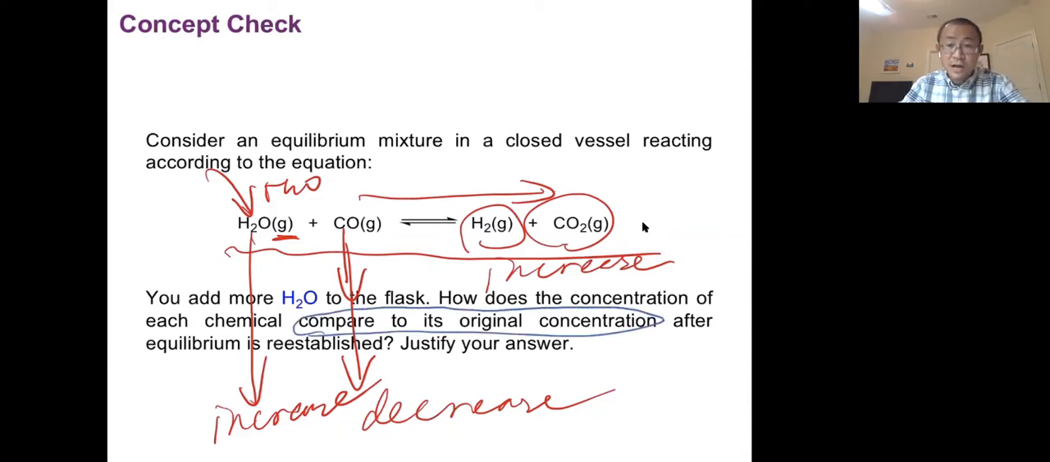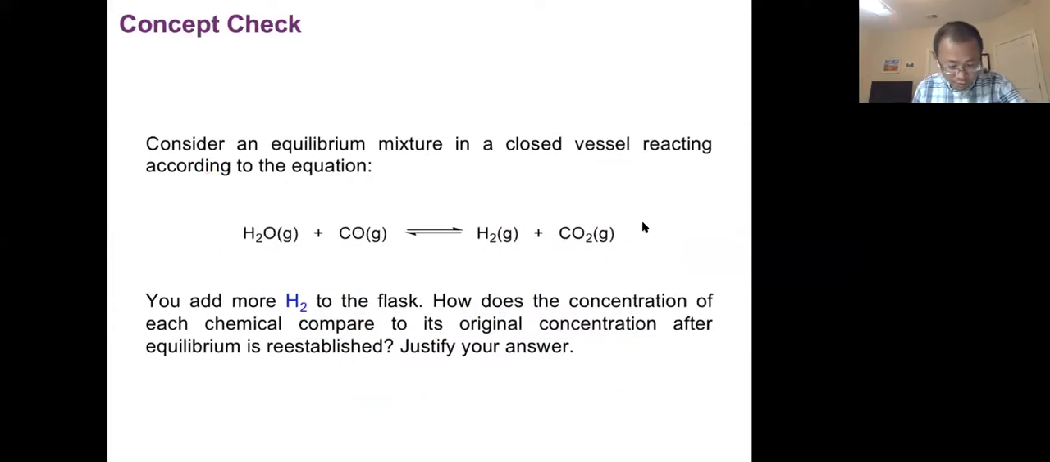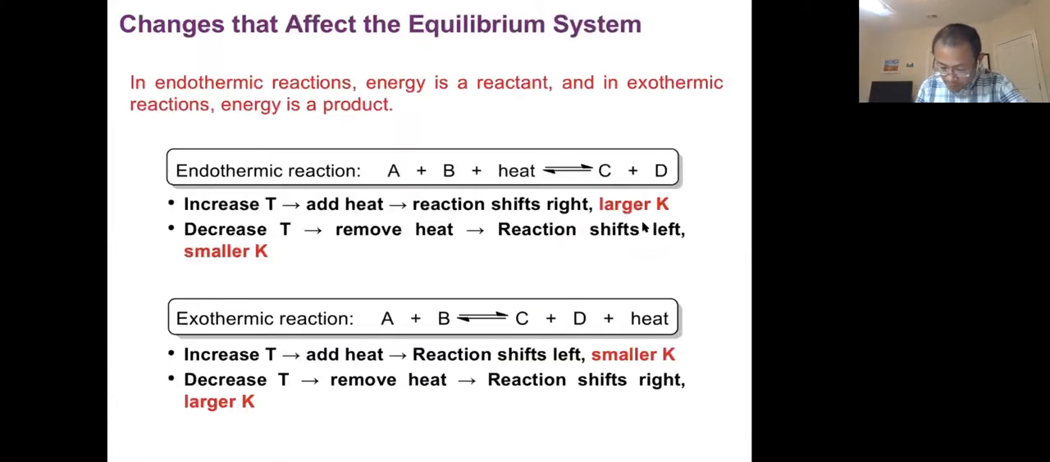So here's the change. H2 and CO2 are products. Their concentration increases. Water, because you added, concentration also increases. CO, because the equilibrium shifts to the right, you consumed it, the concentration will decrease. Here, this one you practice using the same logic. Next, okay, next.